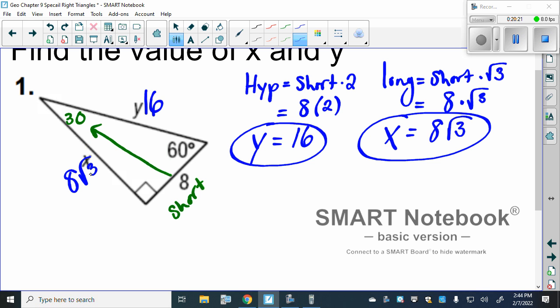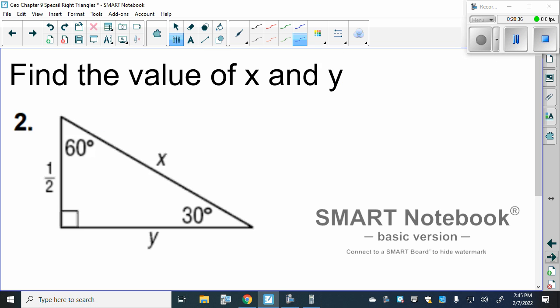Because going from the short to the long, we multiply by the square root of 3. And going from the short to the hypotenuse, we multiply by 2. Questions on this here? Let's look at the next one.